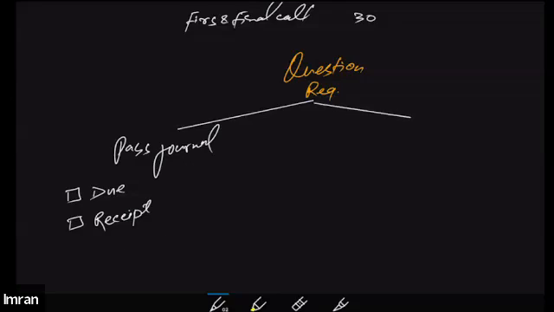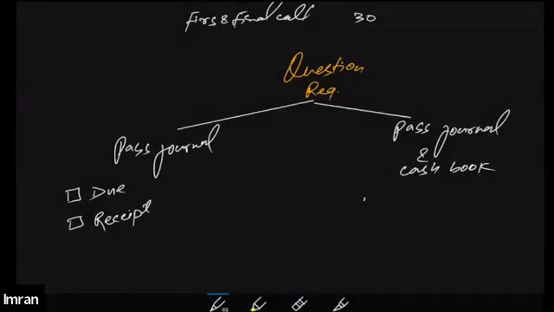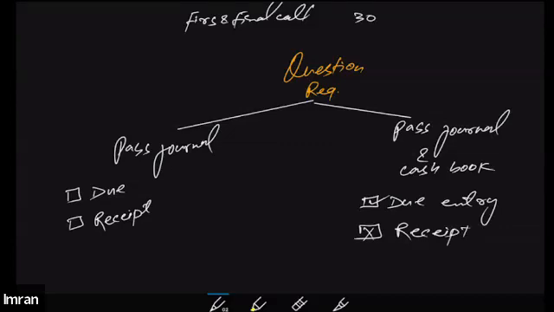But whenever the question asks you to pass the journal entry along with the cash book, that is, the question also requires you to prepare the cash book as well, now pay attention. In that case, we will be just passing the journal for the due. Due entries will be done, but we won't be passing the journal entry for the receipt of payment. No journal entry will be done for the receipt of payment.